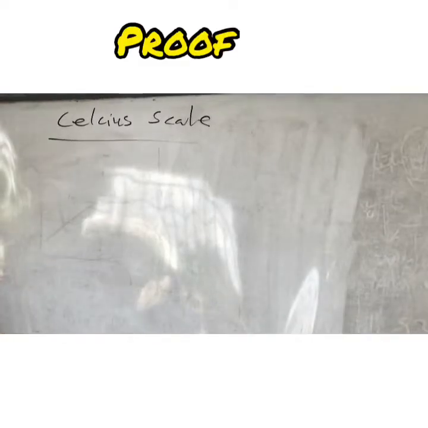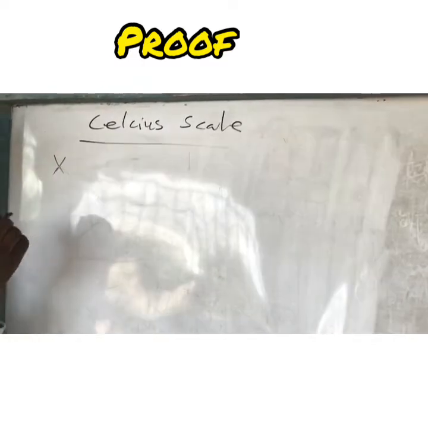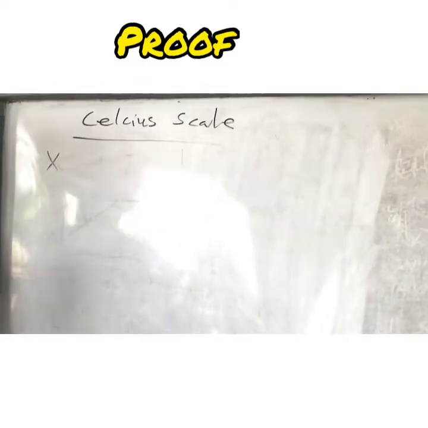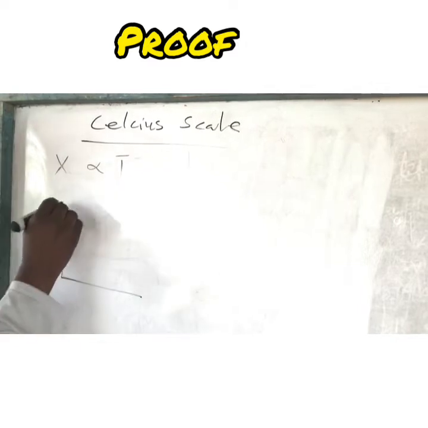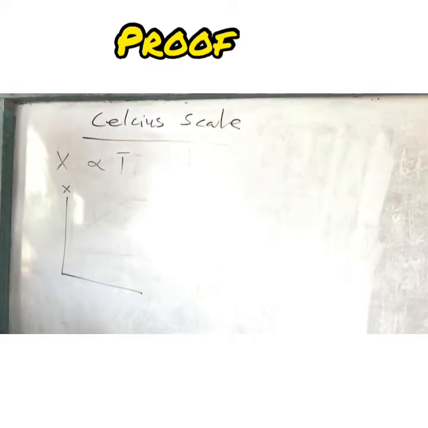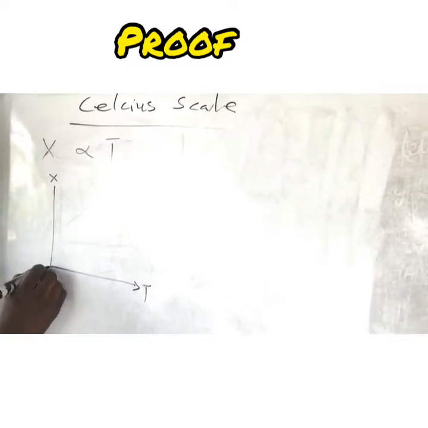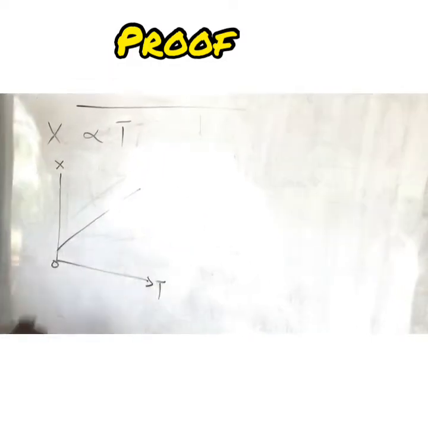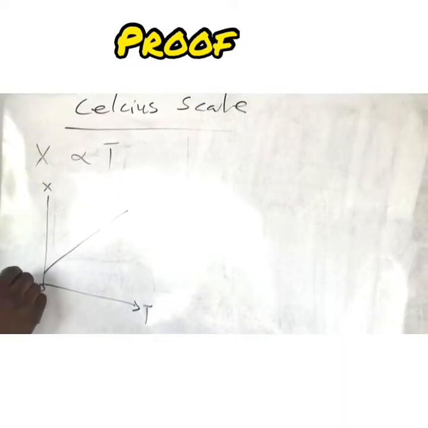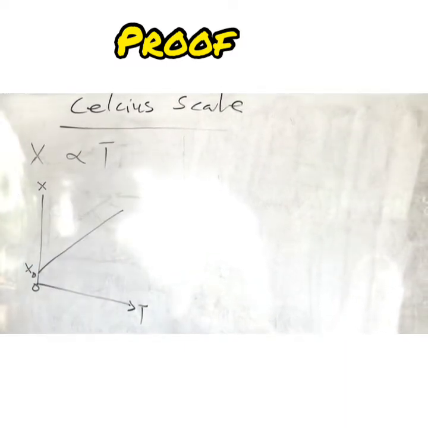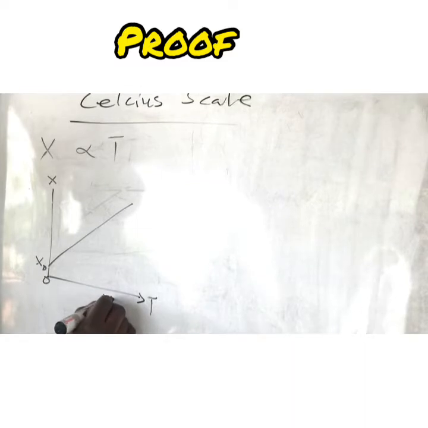So guys, let's prove the formula. Assuming X, which is the thermometric property, is linearly proportional to temperature T, we're going to have a graph like this. Here will be X on the Y axis, and T on the X axis. Here will be 0, and then our graph will be like this. The graph is not starting from 0 because here is our X_0, which could be any number above 0. And here will be our 100, which is the steam point.